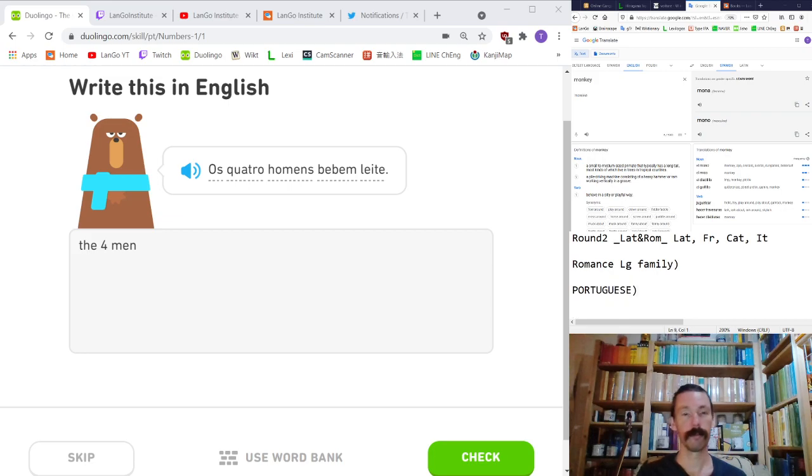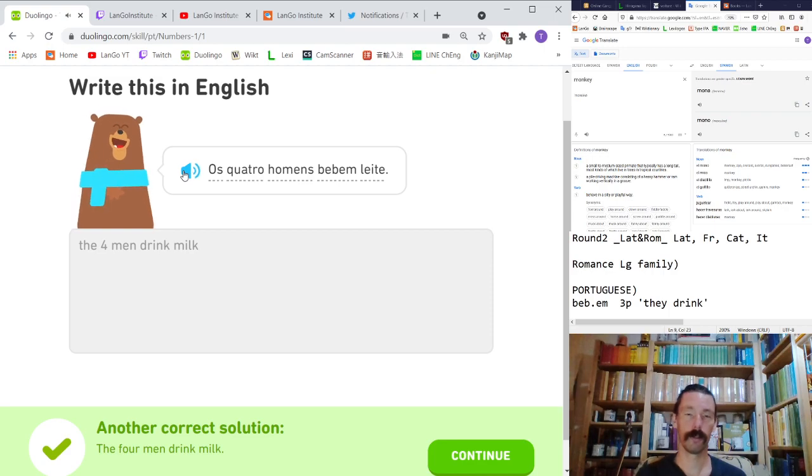Portuguese. Bebem. Bebo would be the I form, so let's conveniently segment it here. That's third plural. They, 3P, third plural. They eat. They drink, rather. The four men drink, and then the object, leite, milk. Os quatro homens bebem leite. Leite, not leite. So the vowel has raised, e to i. The mouth just doesn't open as far. And that leite, the te to a chi.